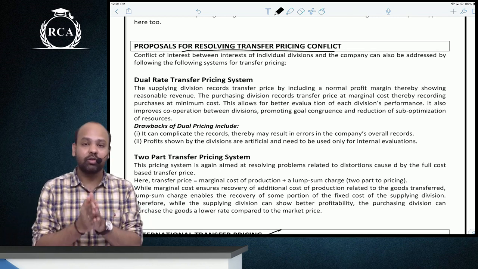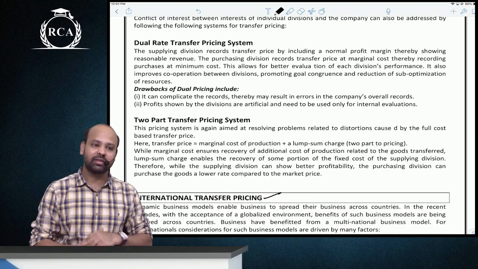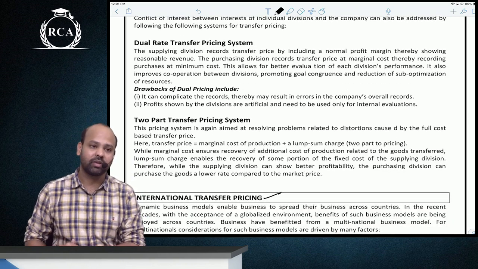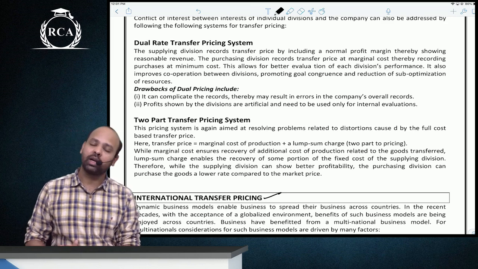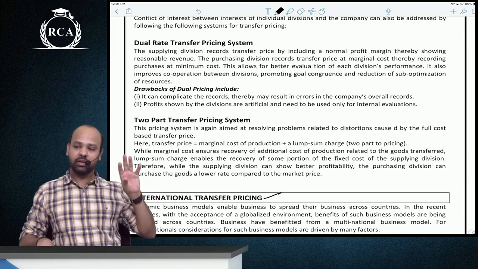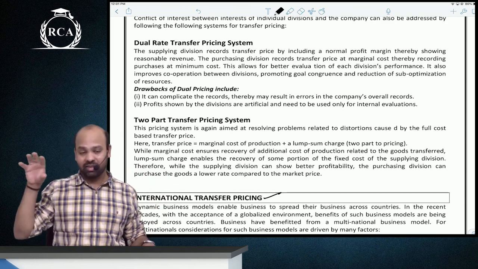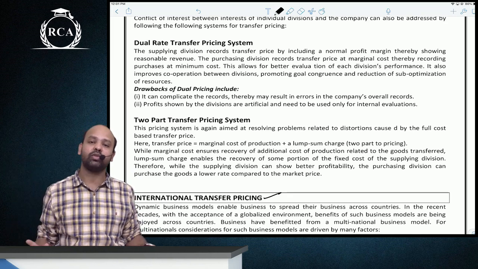So for solving that conflict only, we have something called a dual rate transfer pricing system, and a 2-part transfer pricing system. Dual rate transfer pricing system means that the transferring division is credited with one amount and the receiving division is debited with another amount.